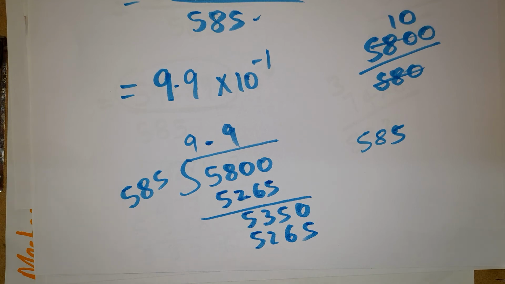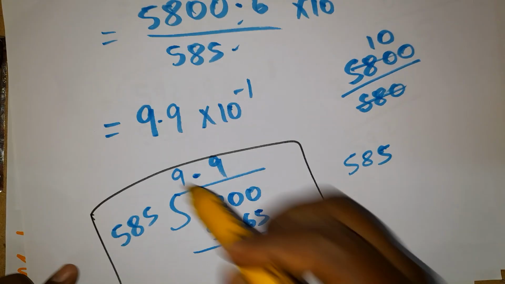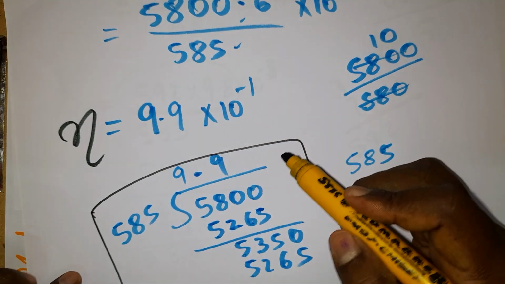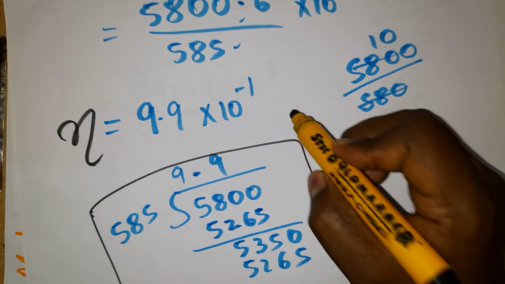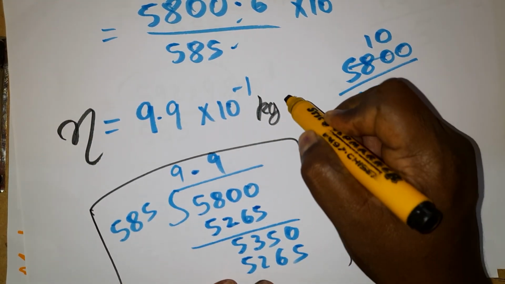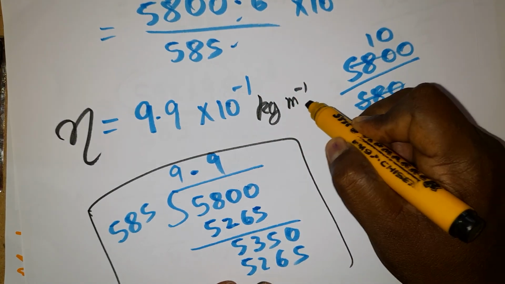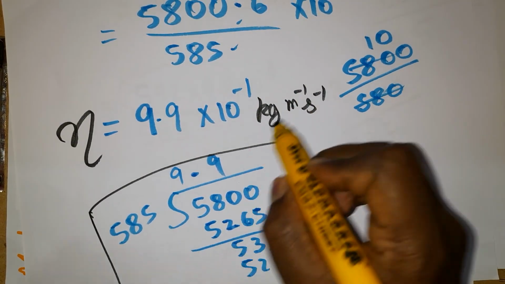So actually we are finding the coefficient of viscosity. We found the answer equivalent to the book answer. The coefficient of viscosity unit is kg meter inverse second inverse. This is the final unit of the coefficient of viscosity.